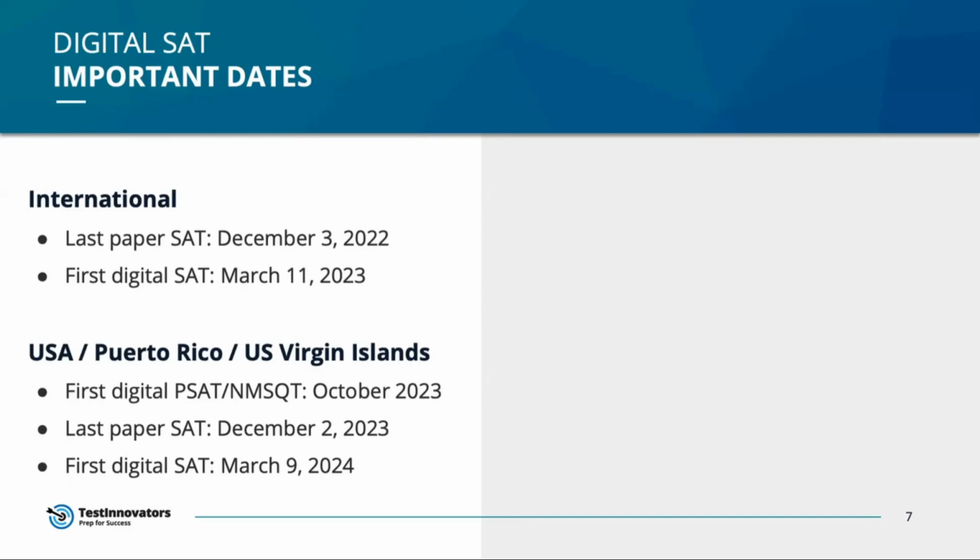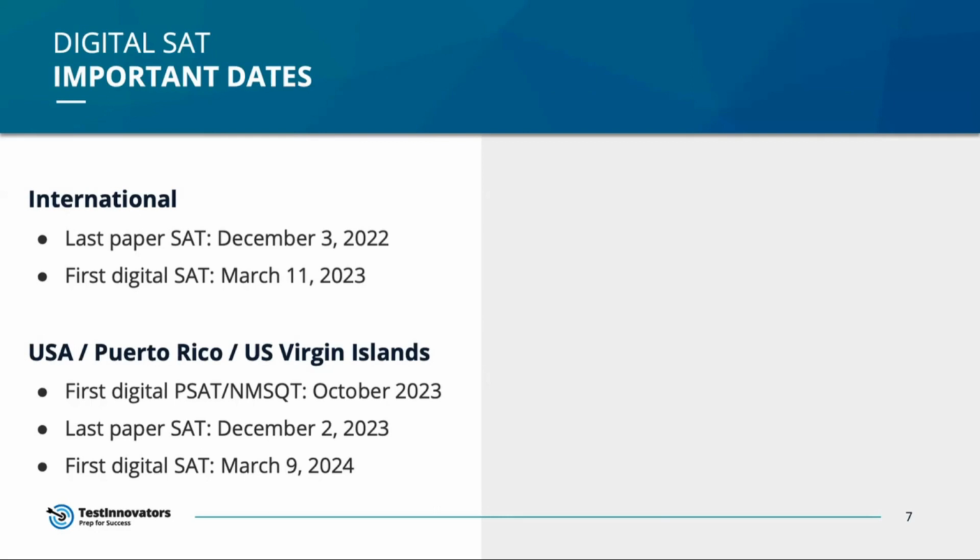US students, that includes students in Puerto Rico and the US Virgin Islands, are still taking the paper test through the fall. So the last paper test date for students in the USA is December 2nd, 2023. And the first digital test date is March 9th, 2024.